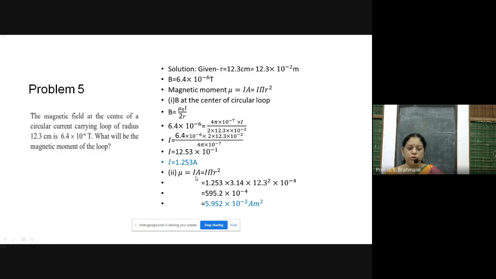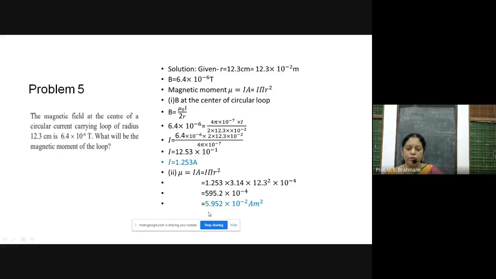So mu is equal to IA, which is equal to I pi r square. So now what is the I value we have got? 1.253. Now this pi value we know, 3.14 into r square. So I have taken it directly, 12.3 square, into 10 raised to minus 4. I have just given you the hint, so you can do the calculations. Also you can use log book for your calculations for multiplication, which is equal to 595.2 into 10 raised to minus 4.